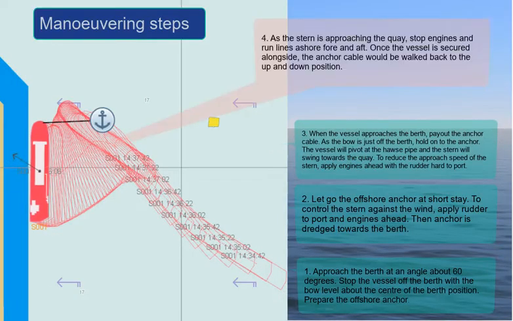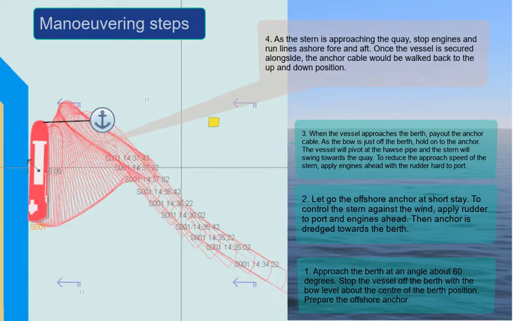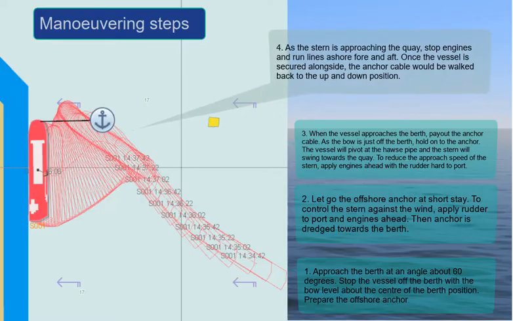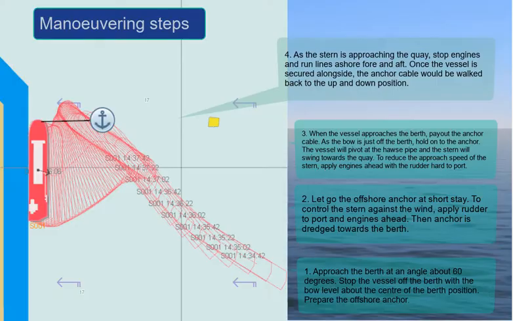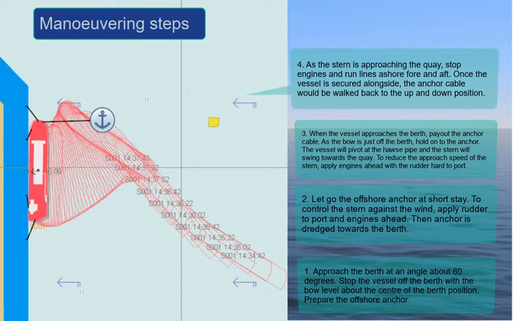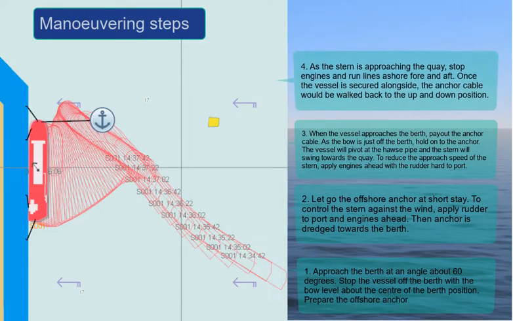Step 4. As the stern is approaching the quay, stop engines and run lines ashore fore and aft. Once the vessel is secured alongside, the anchor cable should be walked back to the up and down position to avoid the anchor cable being an obstruction, impeding the movement of other traffic.